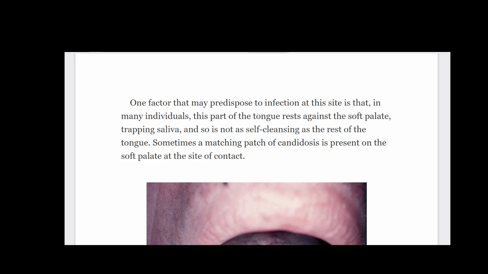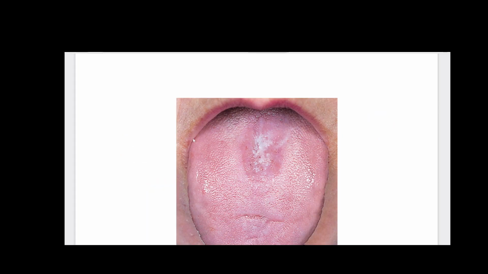Fig. 15.30 median rhomboid glossitis. The typical lozenge-shaped area of depopulation in the midline of the tongue, made more prominent in this patient because of the prominent tongue furring. Fig. 15.31 median rhomboid glossitis. There is a whitish patch centrally in the depopulation, overall with sharply demarcated borders in the midline of the tongue at the typical site.